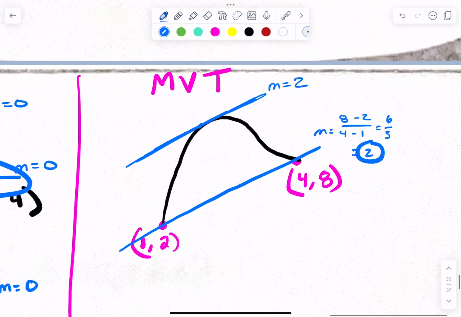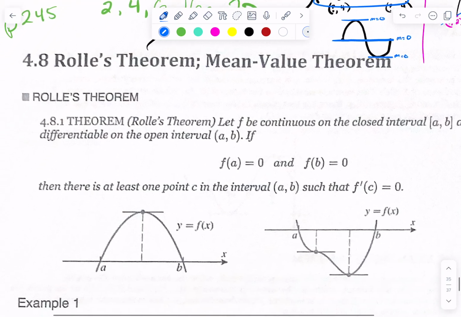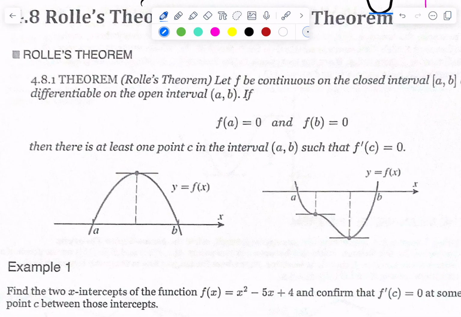In the mean value theorem, it's some number other than 0, where they're like slanted lines. Got it? That's how that works. Rolle's theorem, mean value theorem. So here's the deal. Rolle's theorem, here's some other pictures.